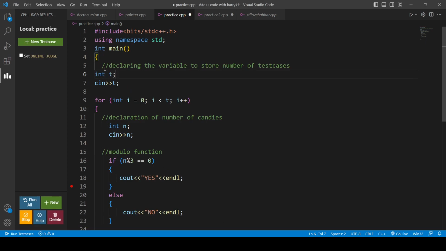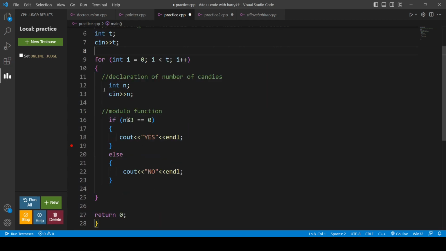In the code, first we have to declare the variable to store the number of test cases and get the input of test cases. Then after that we have to run a for loop for t test cases. Inside the for loop, we have to declare the number of candies and take input, and after that we check if n modulo 3 equals 0, which means there is no remainder and the candies are equally divided among all the friends and there will be no fight, then the output will be yes, otherwise the output will be no.